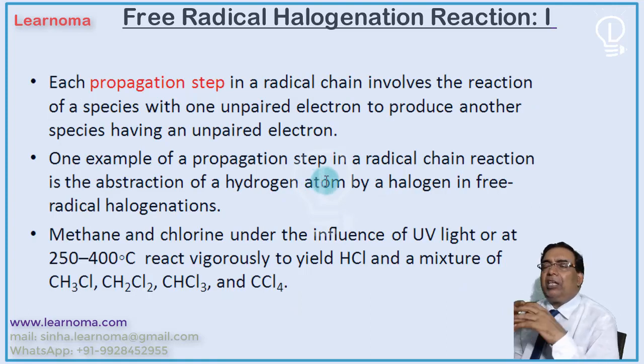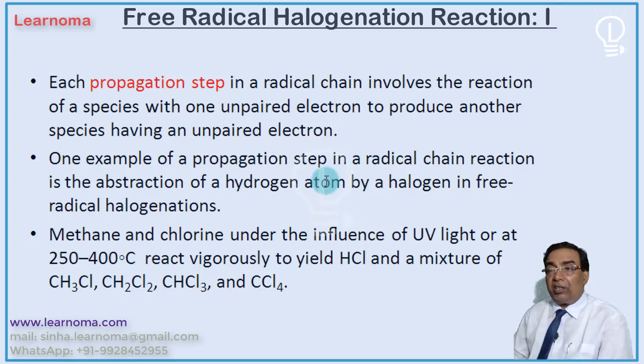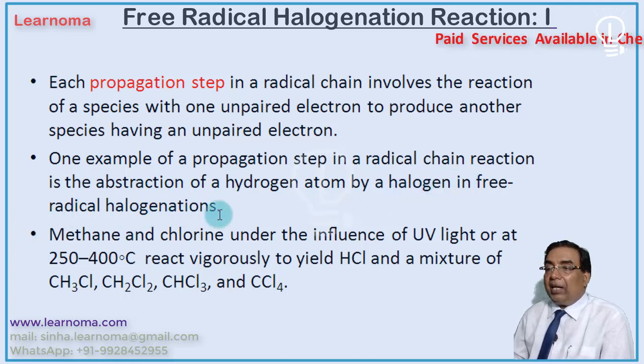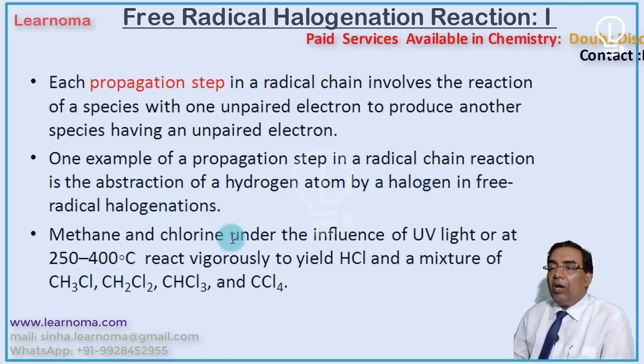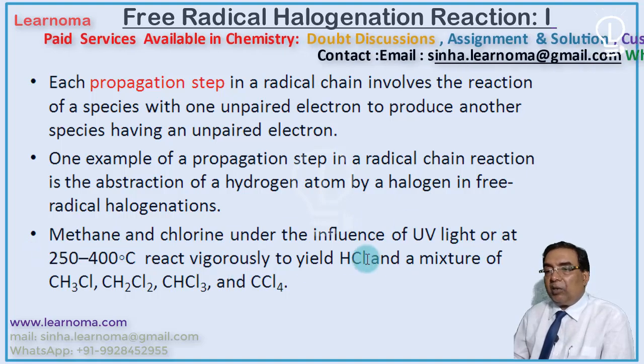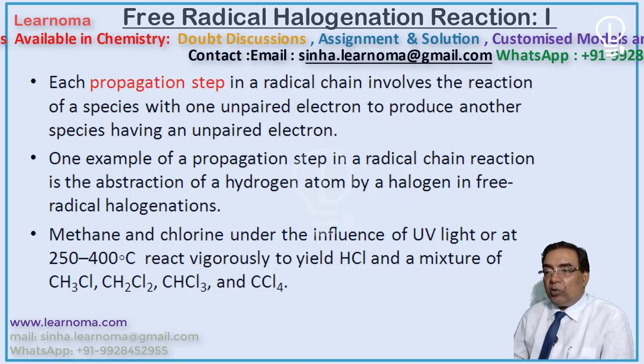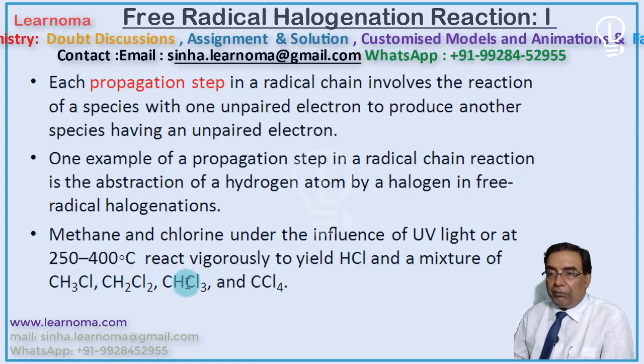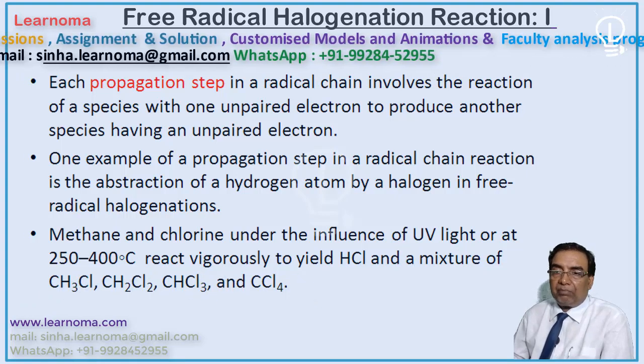Now see, each propagation step in a radical chain involves the reaction of a species with one unpaired electron to produce another species having one unpaired electron. One example of a propagation step in a radical chain reaction is the abstraction of a hydrogen atom by a halogen in free radical halogenation. Methane and chlorine, under the influence of UV light or at 250 to 400 Celsius, react vigorously to yield HCl and a mixture of CH3Cl, CH2Cl2, CHCl3 and CCl4.